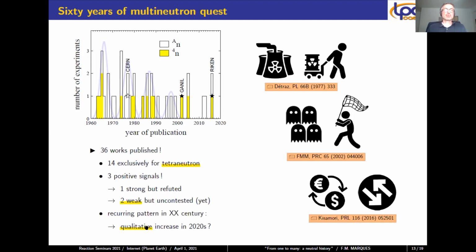You see that there is a pattern in the 20th century. Each decade, you have one experiment that triggers other experiments, and then people become tired of the thing and stop. Then someone else starts, and this happens again and again, but lower and lower. Now we will see that in the 2020s, there have been new experiments that may induce a qualitative increase. So we may have more results here and with much better quality.